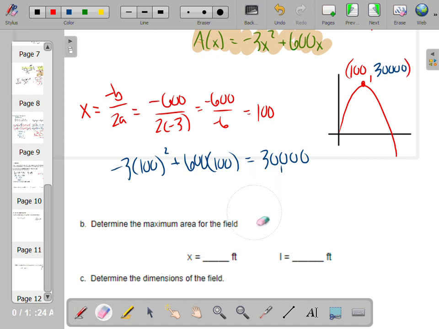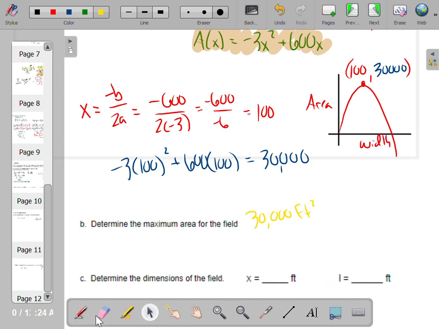What I need to do now is talk about what I found. My model has an input of x, so x is the width, and the output, a of x, is the area. So if I ask what the maximum area is, the maximum area is the maximum y value. The maximum y value will be 30,000 feet squared.